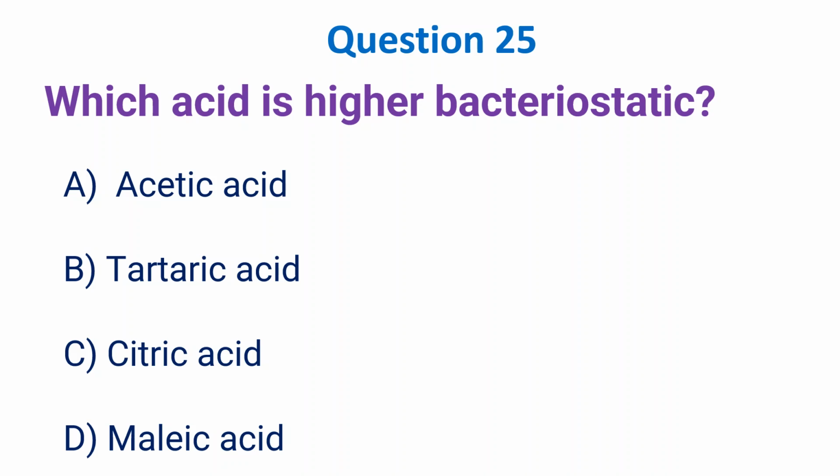Question number 25. Which acid is higher bacteriostatic? Options are option A, acetic acid, option B, tartaric acid, option C, citric acid, option D, malic acid. And the correct answer is option A, acetic acid. At a given pH, acetic acid will have a higher bacteriostatic effect because under comparable conditions of acids, this acid, that is acetic acid, dissociates less than the other acids such as lactic acid, citric acid, tartaric or malic acid.